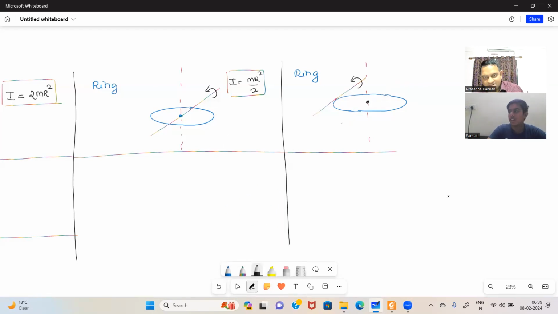Okay, so this is the last case. In this case, the axis is going to be tangential, but along the plane, correct? Right. So here it is going to be 3 MR squared by 2.